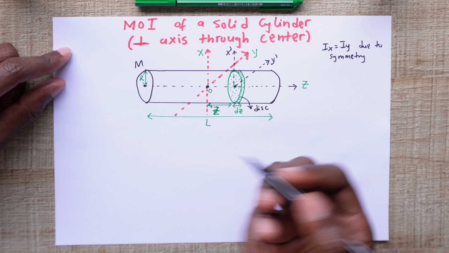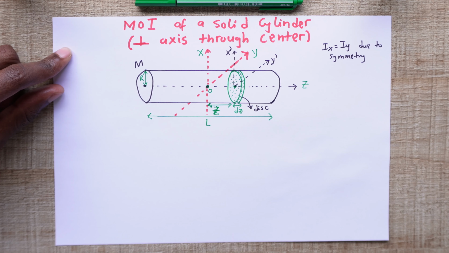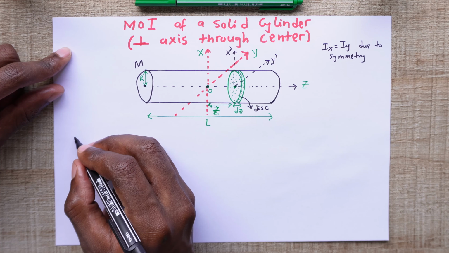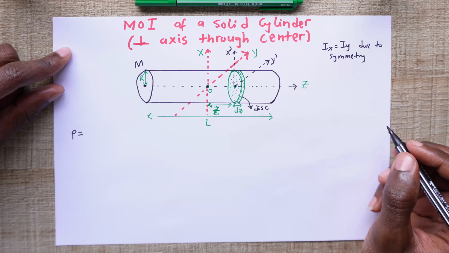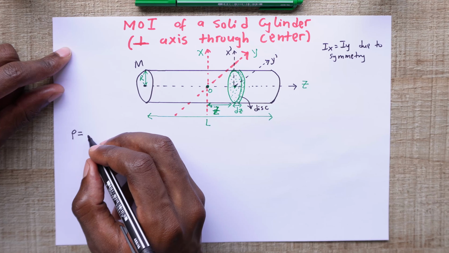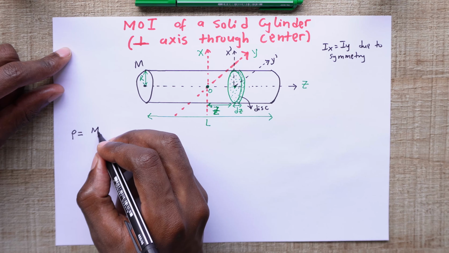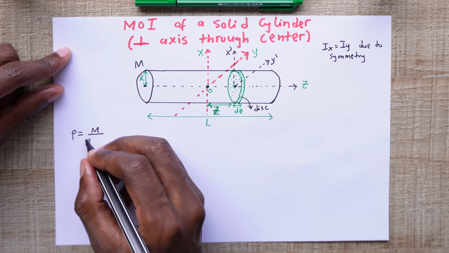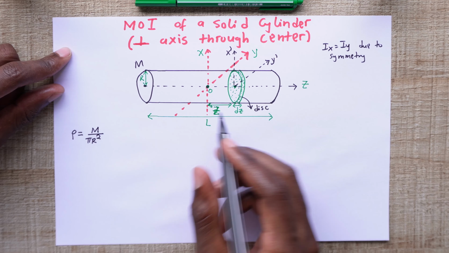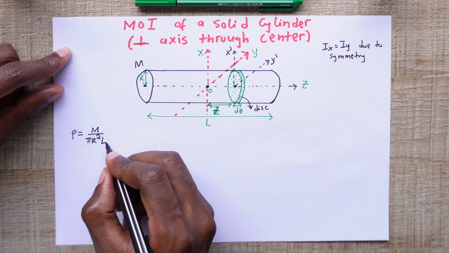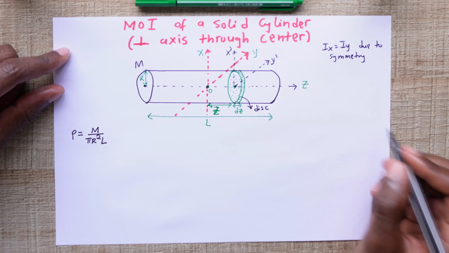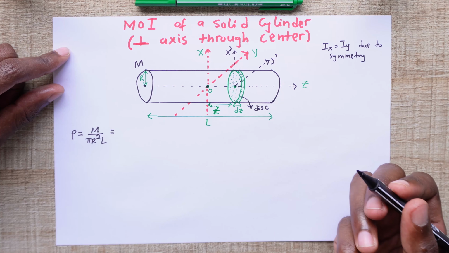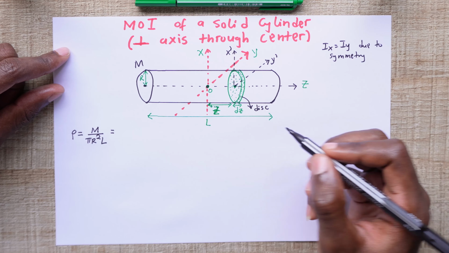What we can do already as a first step is to calculate the mass per unit volume. If we denote by rho the uniform volume mass distribution, then rho is going to be the mass of the cylinder over its volume, that's pi radius squared, and it has a length of L, so pi radius squared L. But we can also express this in terms of our elementary mass, which has a mass of dm.